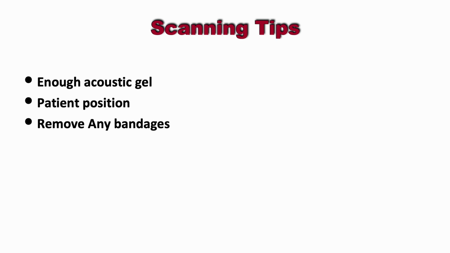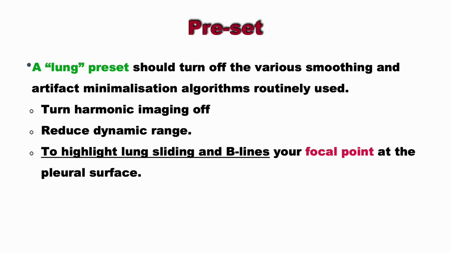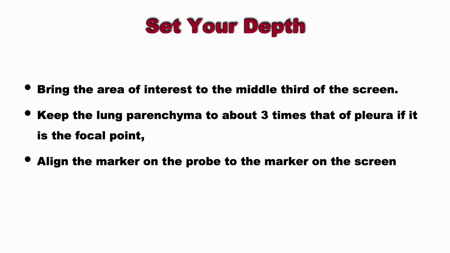Scanning tips to get better images: use enough acoustic gel, optimize the position of the patient, and remove any bandages. Choosing your presets. A lung preset should turn off various smoothing and artifact minimization algorithms routinely used, since we depend on the artifact visualization and not a definite structure. Turn harmonic imaging off, reduce the dynamic range, and to highlight lung sliding and B lines, use focal points at the pleural surface. Set your depth.